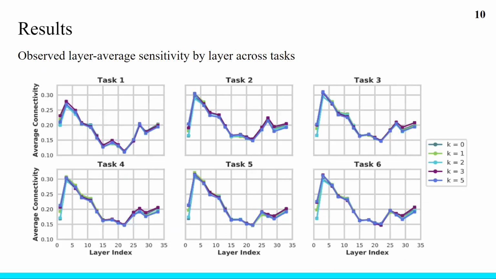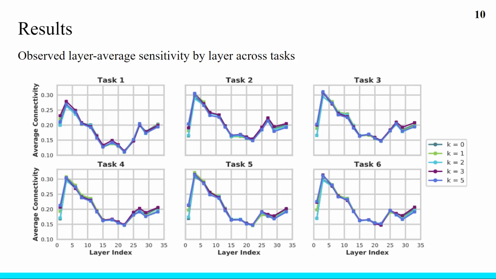In addition to looking at the effects on accuracy, I also wanted to look at the behavior of this task sensitivity measure across the layers in the network and across the tasks that we train on. Here I have 6 subfigures, each plotting the task sensitivity for a given task that we've trained on, and the x-axis for each of them represents the different layers in the network.